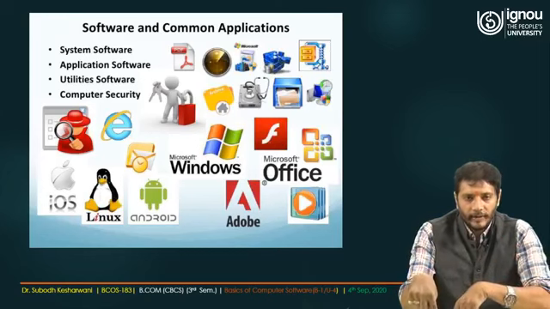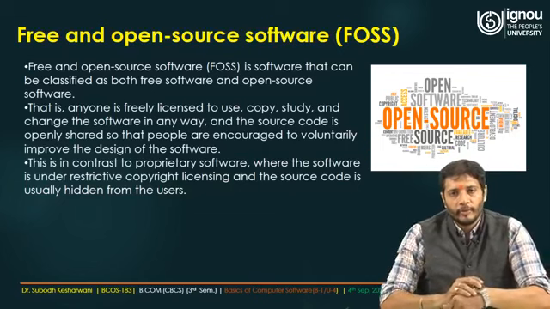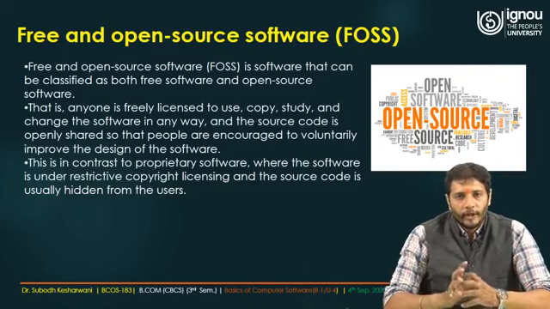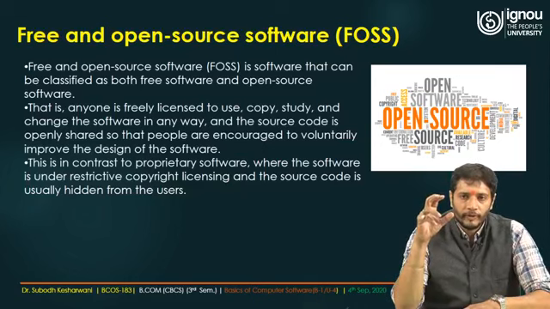So this had given them a platform to work in that direction. So now the thing is that free and open source software is there, which we usually call FOSS. Free and open source software is software that can be classified as both free software and open source software. If you talk about open source, I have already mentioned that open is very powerful in the present scenario.